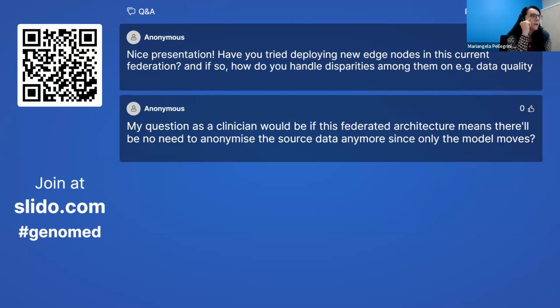Thank you so much. So if Silvia or Davide don't want to add anything, I will go with the second question. My question as a clinician will be if this federated architecture means there will be no need to anonymize the source data anymore, since only the model moves.